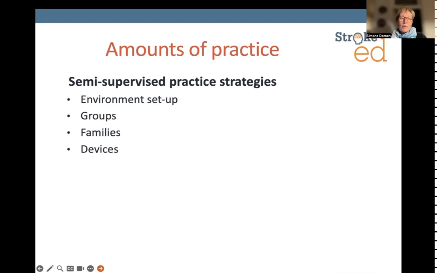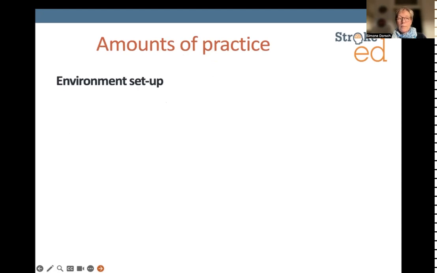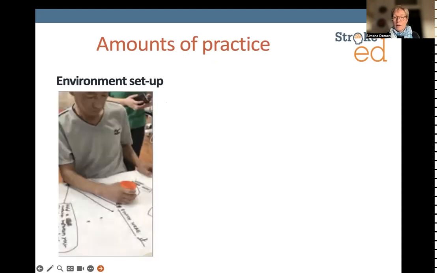Devices, particularly when people are very weak, having access to devices, and not necessarily big robotic devices, but sometimes just some easy, cheap devices too can make a big difference to people's access to doing semi-supervised practice, and workstations, because again, it's about just being able to set things up efficiently. So if we think firstly about the environment setup, you can see this man's not doing semi-supervised practice.